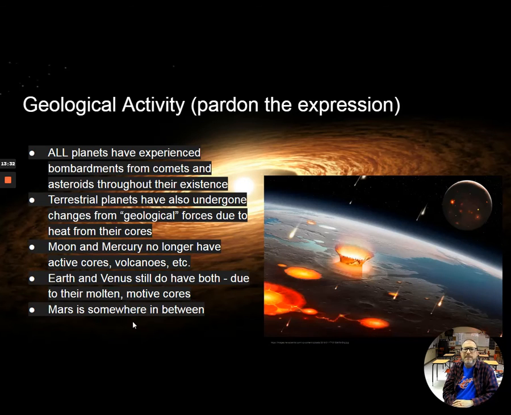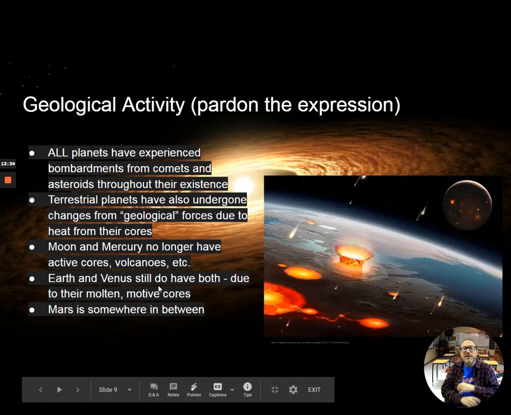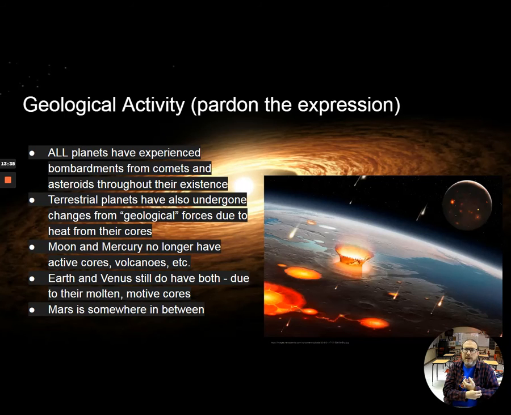On the other end of that, Earth and Venus do still have active geology and active heating going on inside and being radiated out, which is continuing to maintain things like a spinning metal core, which gives rise to magnetospheres, which protect the atmospheres of both the Earth and Venus from being stripped away by the solar wind and solar radiation. Mars is somewhere in between.